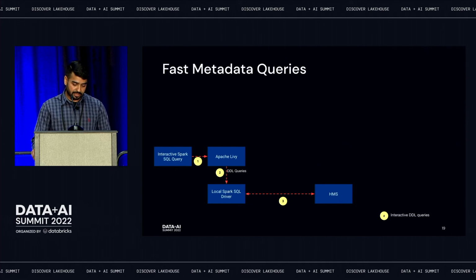To alleviate these concerns, we implemented a local session pool in Apache Livy, which maintains a pool of Spark sessions running in local mode, which essentially takes advantage of the fact that for your metadata queries, you don't need executors. All you need is a driver. Whenever a user submits queries that are only metadata queries, we utilize one of these local Spark sessions to run their queries. This helps us avoid the cost of YARN container allocations and Spark session startup cost as well.